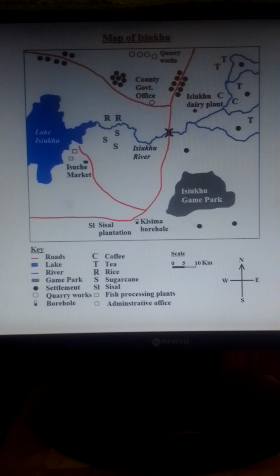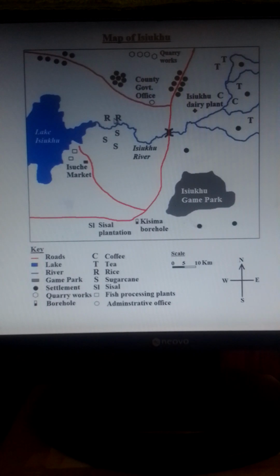This video is about map reading, which is learned in social studies for upper primary pupils. First of all, what is a map? A map is a representation of actual features on a piece of paper. I want to look at the main components of a map. The main components of a map are title, key, compass, frame or border, and scale.